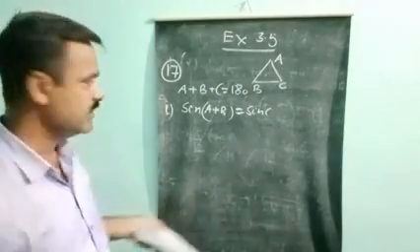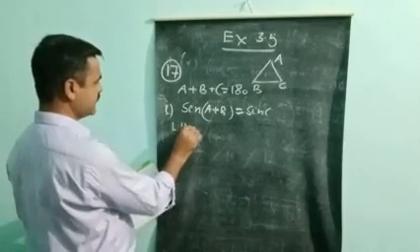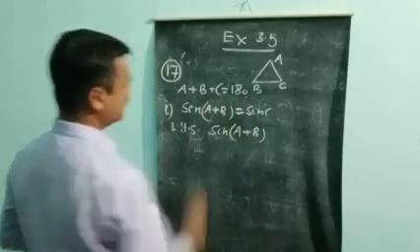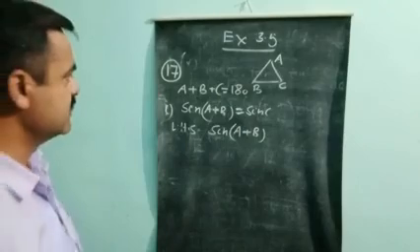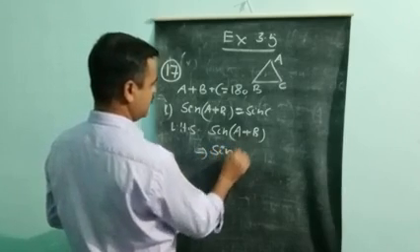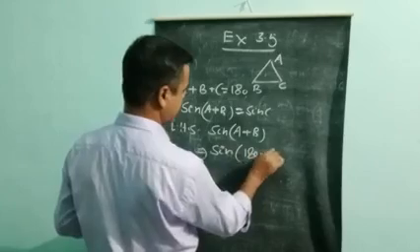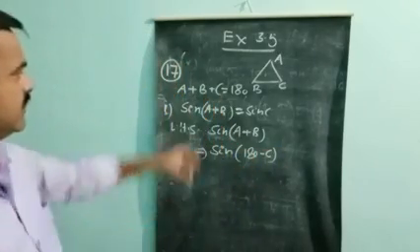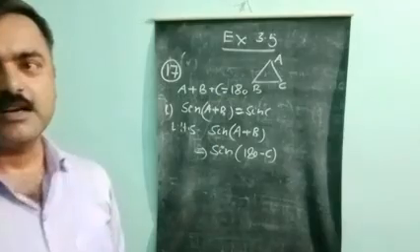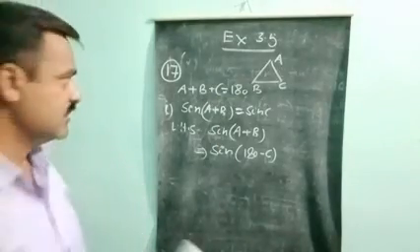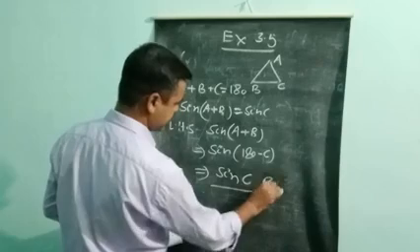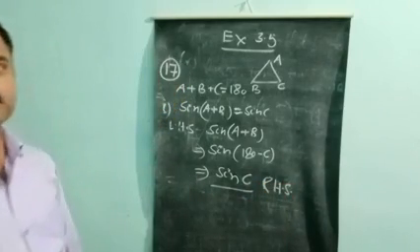From this relation you can find. So if you take the LHS, sin (A plus B), and A plus B may be written as 180 minus C. Okay, so this is sin (180 minus C), because from this relation A plus B equals 180 minus C, and you know sin (180 minus theta) equals sin theta, so this is equal to sin C. So this is the RHS. This is the proof of the first part.